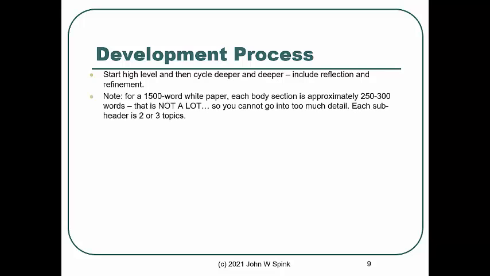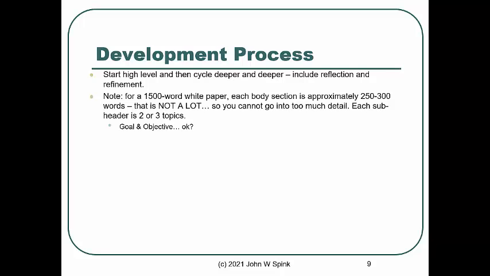And note here that in a 1,500 word white paper, each body section is approximately 250 to 300 or so words. That is not a lot. Just look at some type of Word document you have and see how many words is 250 words. It's not a lot when you really start to think about a complex topic. So you really cannot go into too much detail, and that's a real key. This is a white paper. It's a summary paper. It's not a thesis or a dissertation. It's not the entire book yet. Each subheader is only 2 or 3 topics, because again, if you need 150 words to talk about a topic, then that's just 2 of them, and 150 is not a lot.